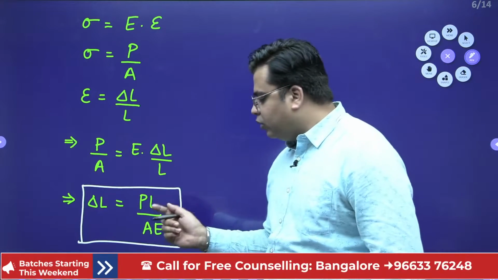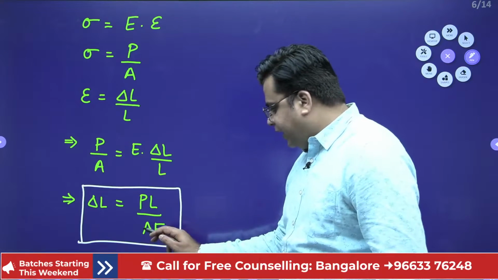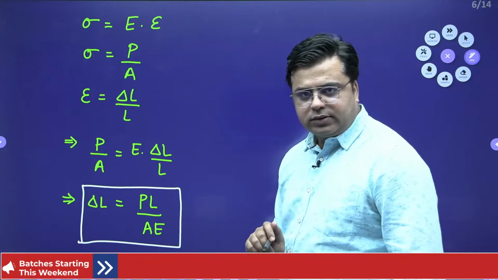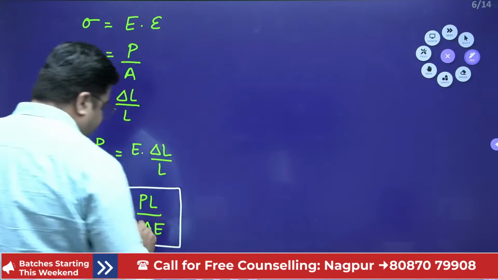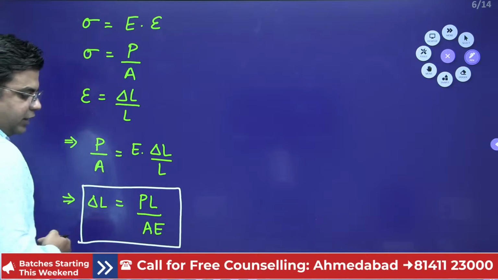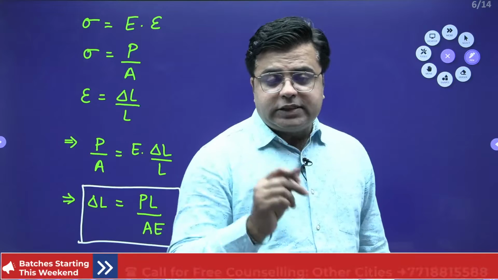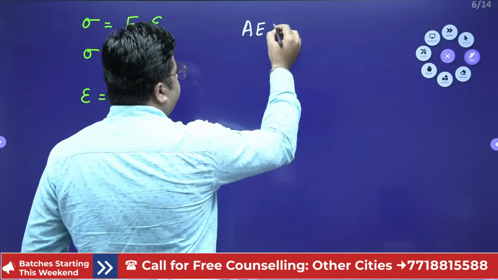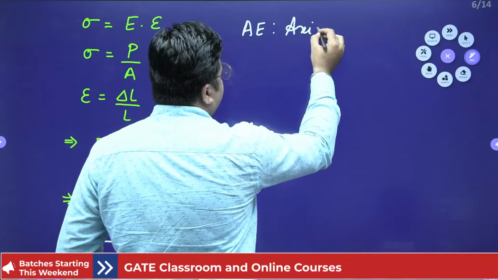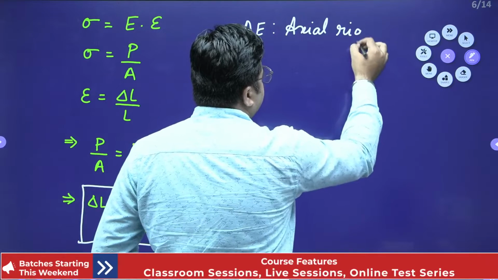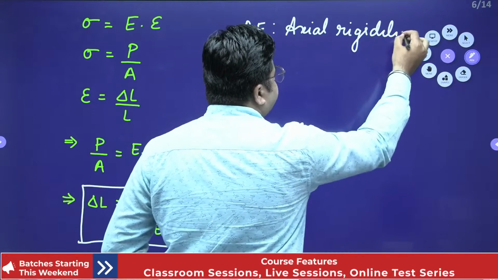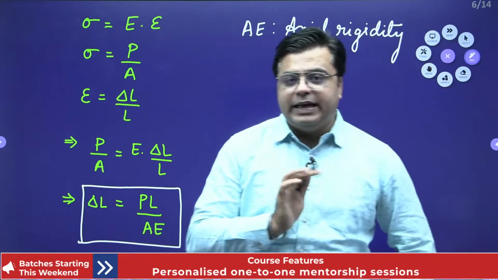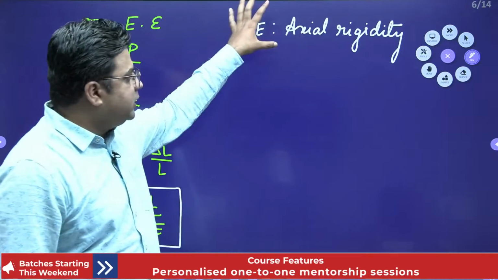Now here I would like to add one point. This A is the area of cross section of the bar and E is the Young's modulus. This A and E is combinedly known as axial rigidity. Now I'll give you one very beautiful concept how to analyze any bar using this term, axial rigidity.